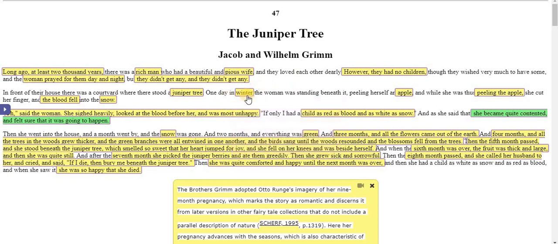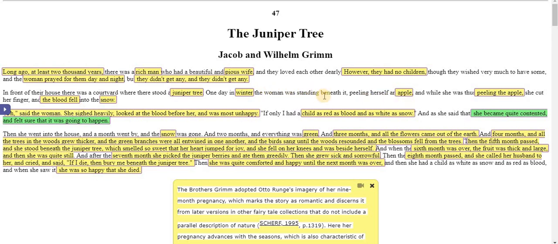So one day in winter here has significance. One day in winter, again, it also means that the woman was barren. One day in winter, the woman was standing beneath the juniper tree, peeling herself an apple. Now, these words, though they may seem harmless, have another connotation to them. When you learn literature, there are different layers of meaning, even to a harmless word like an apple here.